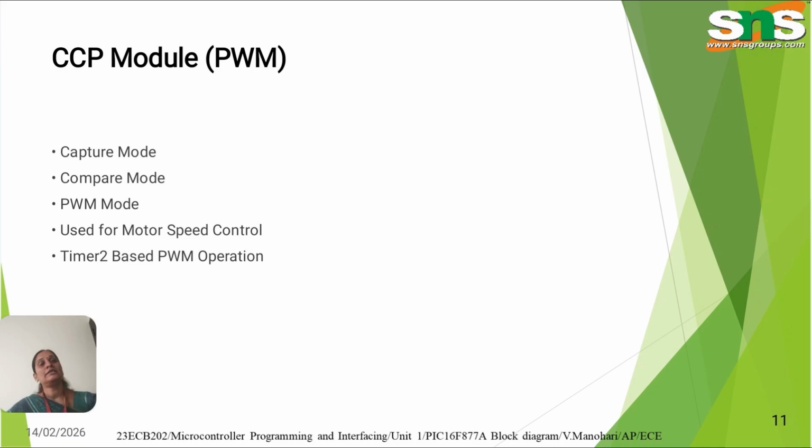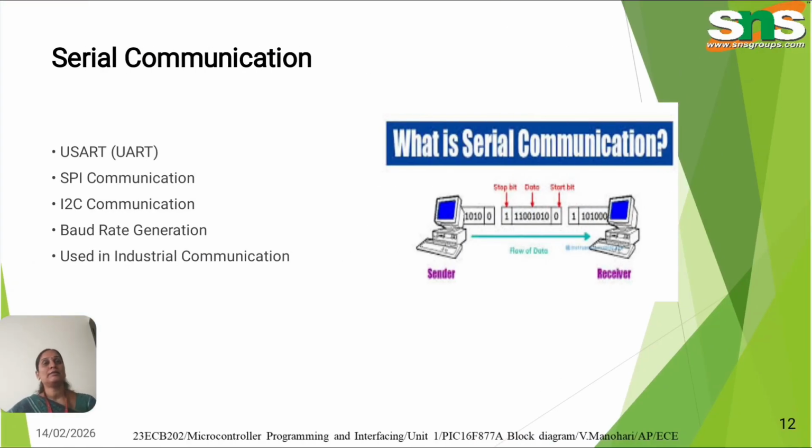Next, move on to serial communication. It supports multiple communication protocols like USART, SPI, and I2C. USART is used for serial communication with a computer. SPI and I2C are used for communication between embedded devices. It's very important in industrial automation.